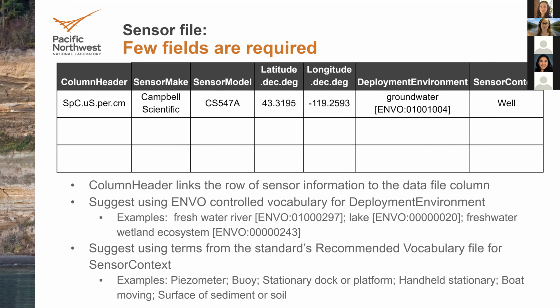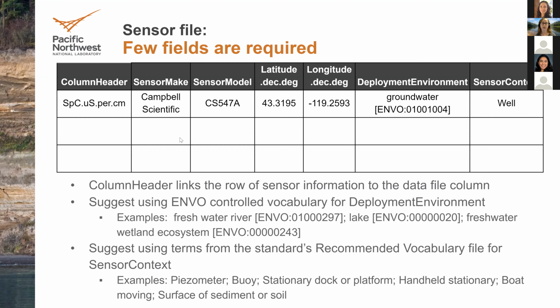So what we have right now, we have this first column, the column header column, and that is how we're linking together the data file and the sensor file. So what's in this example cell here is the actual column header from the column of data that's in the data file that we looked at. And that column of data used the sensor that's in this row of sensor information. So it's just that column header there.